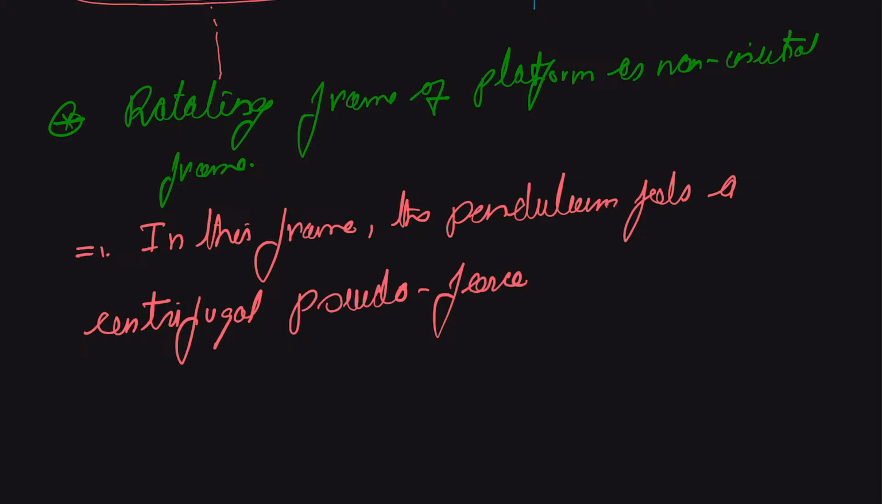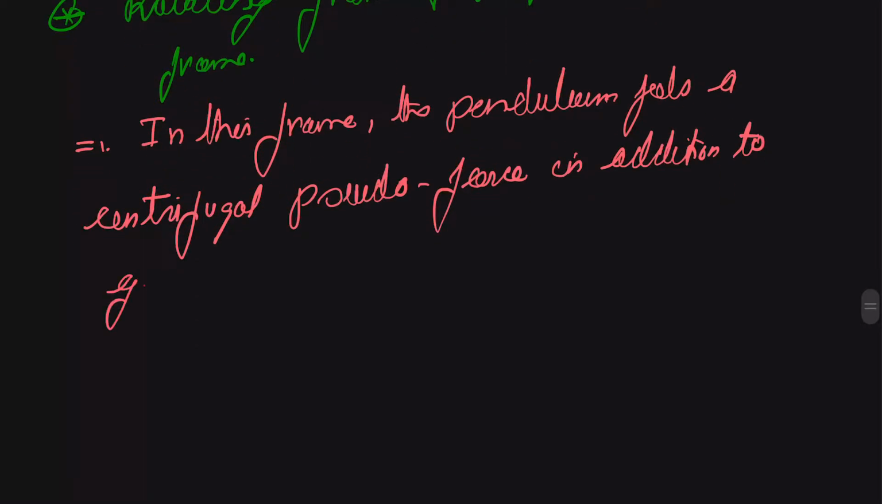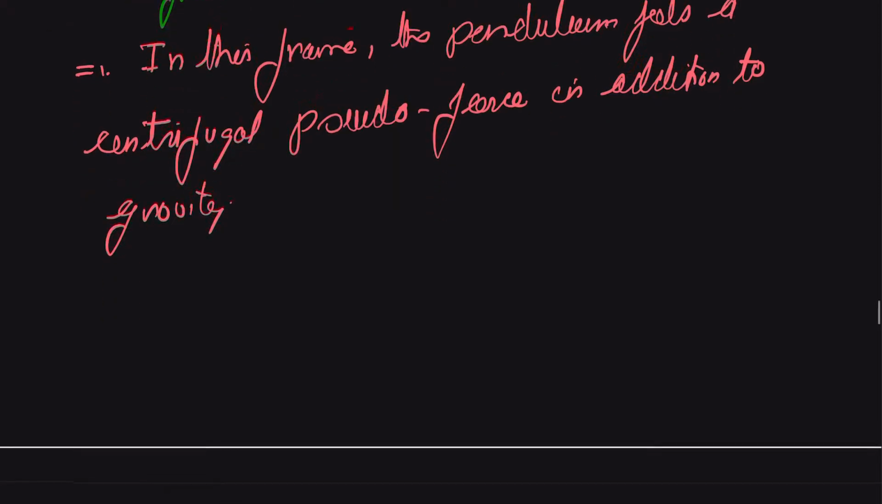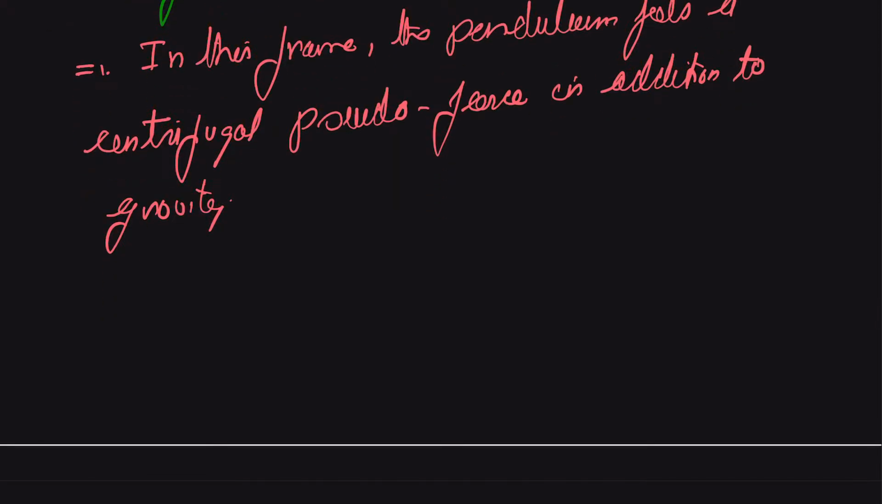And in addition to gravity, which will always be there, we have the centrifugal pseudo force. So we can consider two forces here: one is the centrifugal pseudo force, and the other is the force due to gravity. First of all, let us try to find the first part, that is the pseudo force.